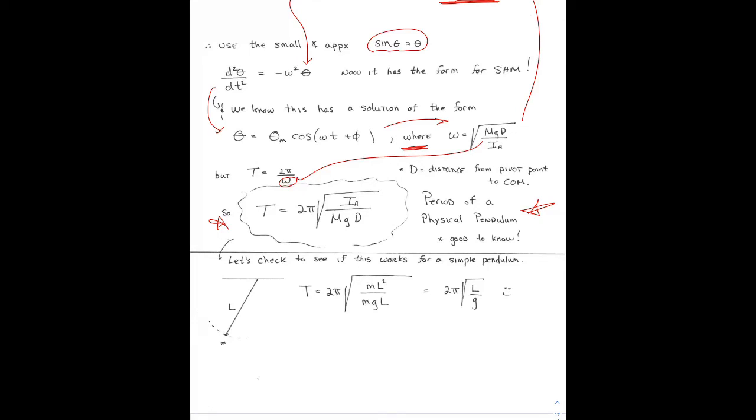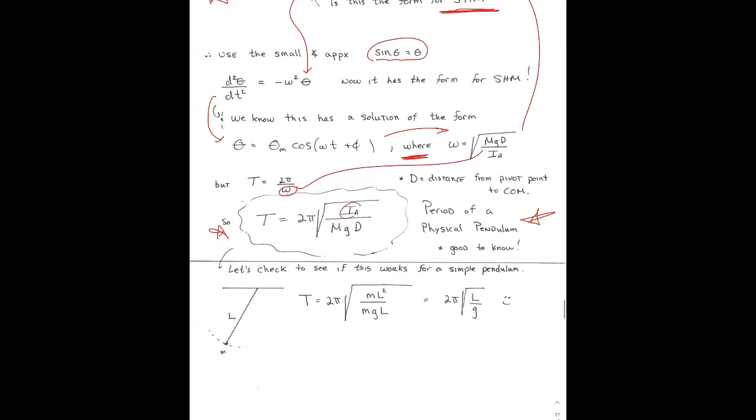So some of the parameters it depends on: it depends on the shape, whether you're oscillating a meter stick or a ring. It depends on the mass. It depends on what planet you're on. And it depends on that distance from the pivot point to the center of mass.